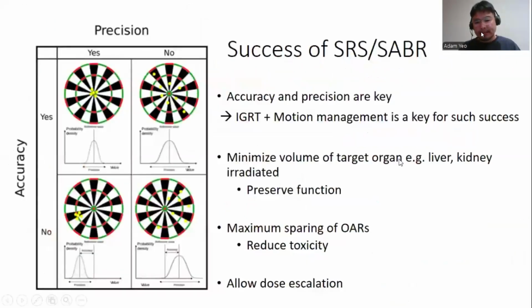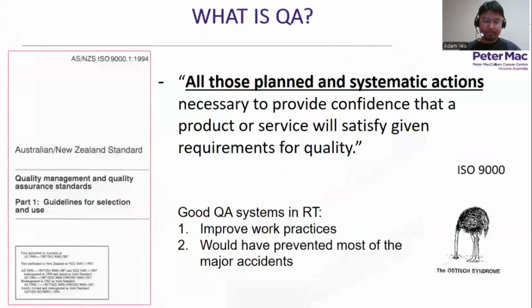The success of the SABR and SRS program is really that we try to catch both rabbits, the precision as well as the accuracy here. The criteria have to be met, including the IGRT motion management, which is the key for the success of a stereotactic program. It can minimize the volume of the targets, as well as the overlap with the organs at risk around, and so preserve the critical organs' function. Therefore we can maximize the sparing of the organs at risk, and that actually allows dose escalation further, as an isotoxic approach.